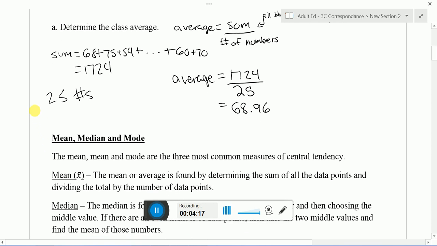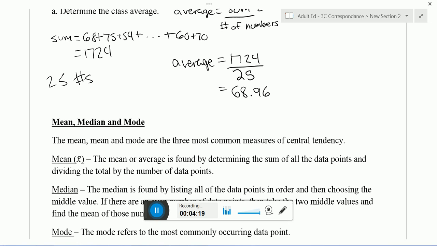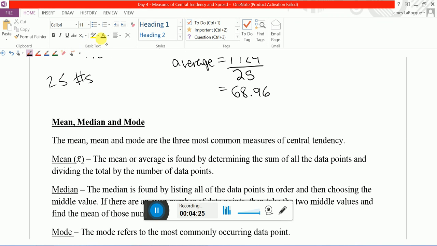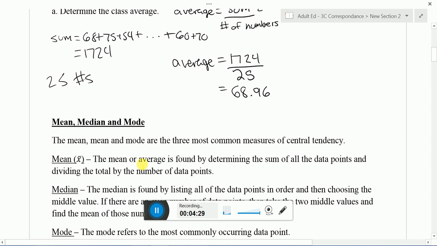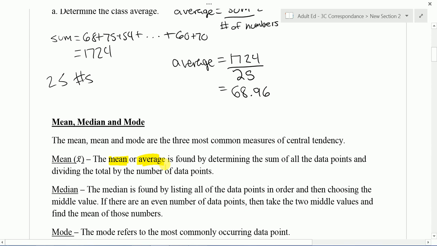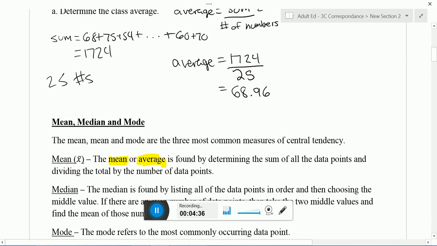Now, the three measures of central tendency are called mean, median, and mode. The mean is actually what we just found. The mean is also called the average, so mean or average, they're used interchangeably. We determine the sum of all the data points, we add them all together, and then we divide by how many there are.